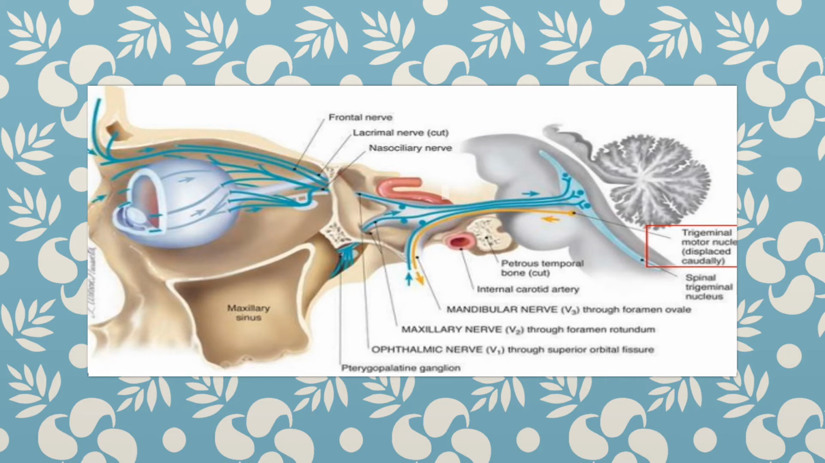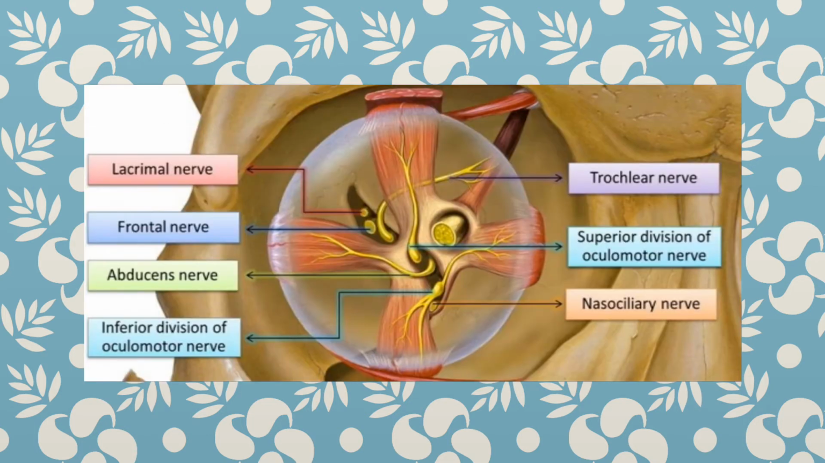Now I will show you here. You can see this is the lacrimal nerve, lateral compartment. It is reaching the orbit through the lateral compartment.